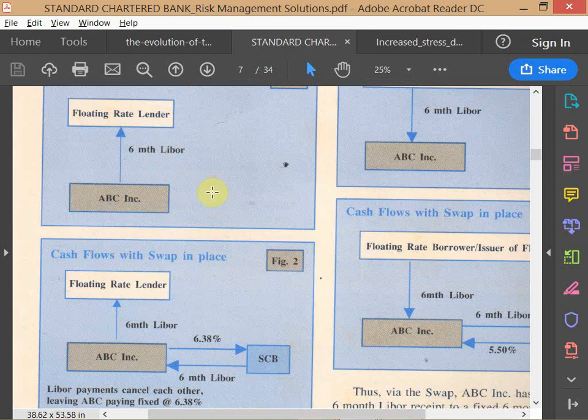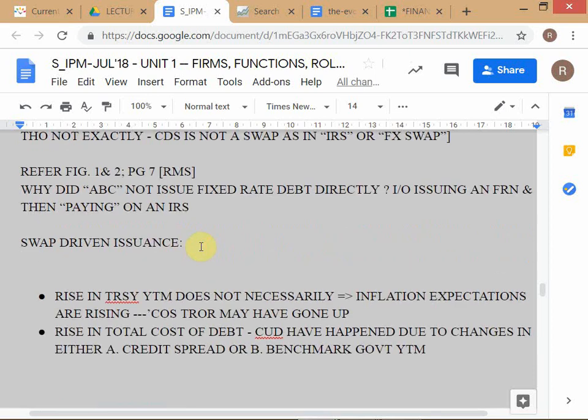The answer to this question is, why did this company, instead of issuing a floating rate note, not directly issue an interest rate swap? No, you can't issue an interest rate swap. An interest rate swap is a hedging product. What you have to say there is, instead of an IRS, a fixed rate bond. Why, instead of issuing an FRN, did they not directly issue fixed rate debt? You don't issue an IRS, because there's no principal payment in an IRS. In an interest rate swap, only interest flows are being exchanged.